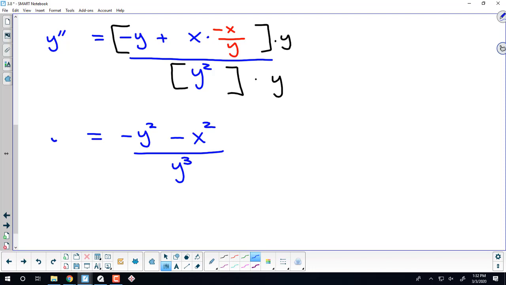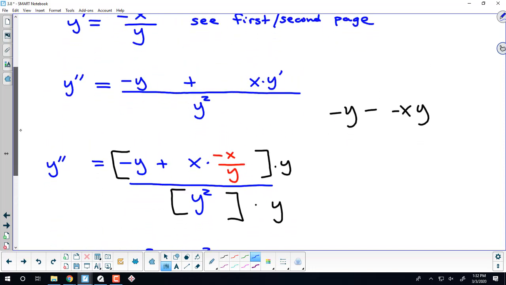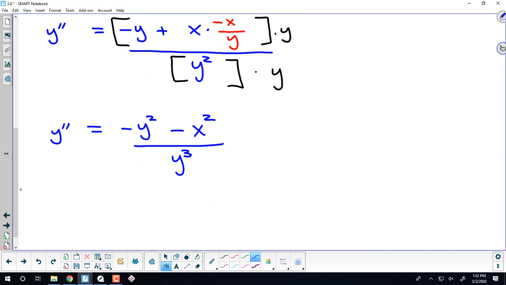That's our second derivative. Is it a rule that the first derivative of y is negative x over y? Yeah, we found that to be true. Okay, got it, so we just resubstituted that. It's negative x. So can we simplify any more?